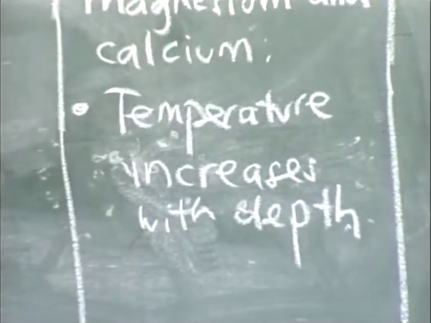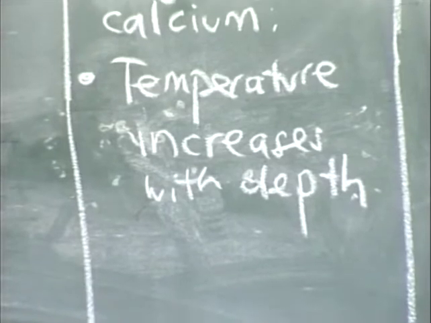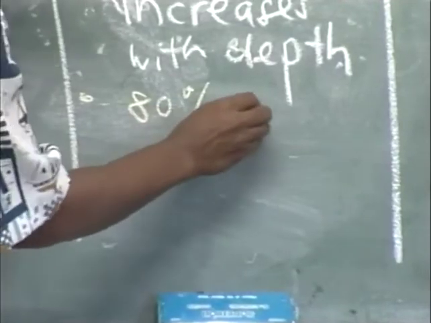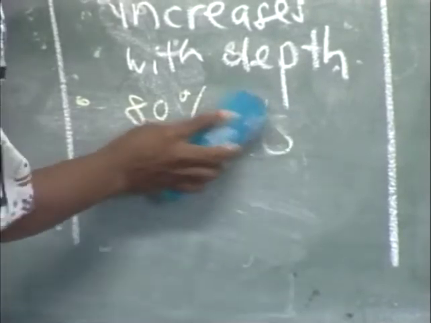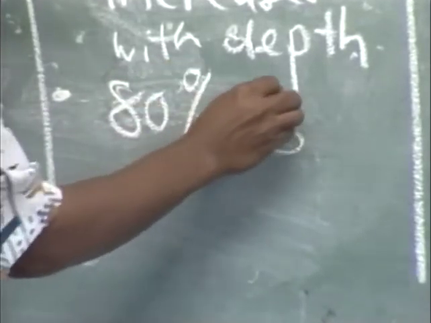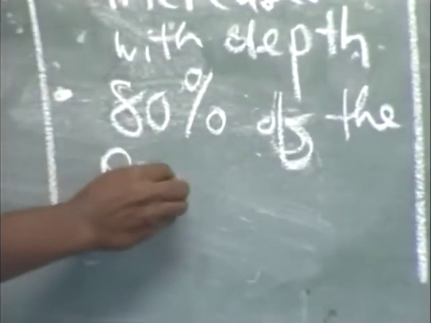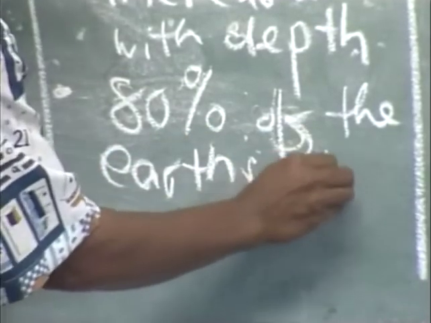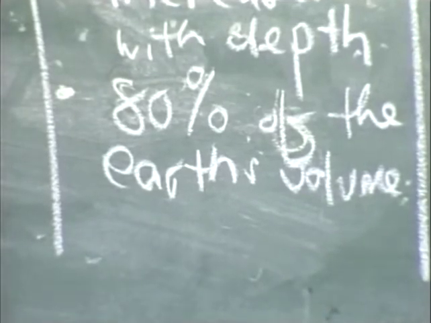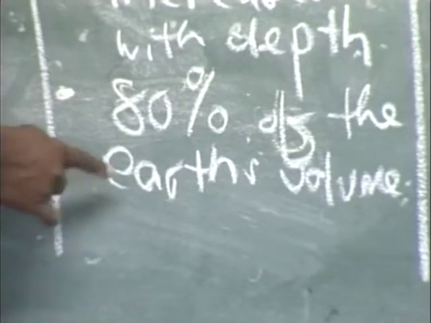Okay, so in other words, the further down we go, the hotter it gets, or temperature increases. Other characteristics? It makes up about 80% of the Earth's volume. Okay, good. That's the mantle we're looking at.